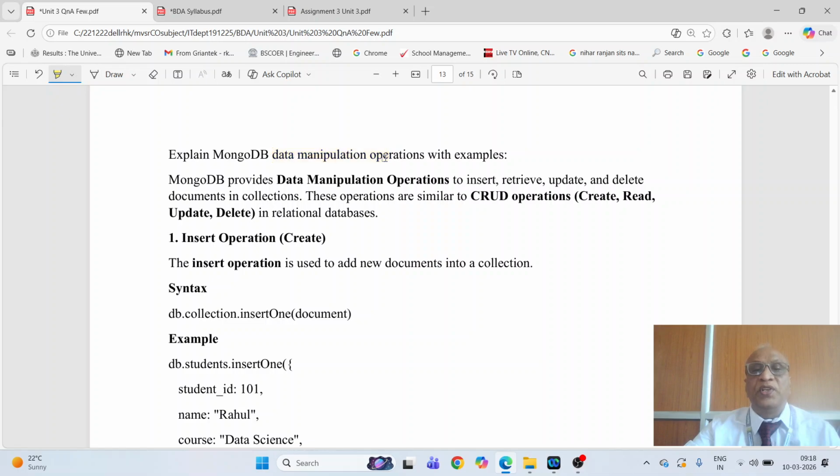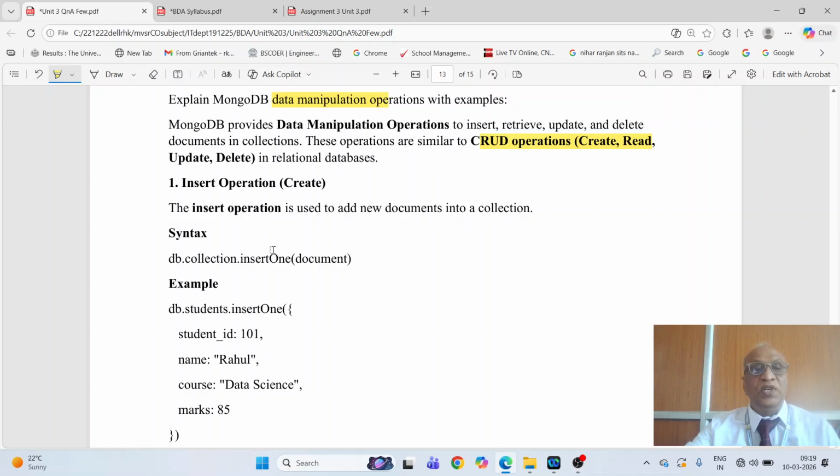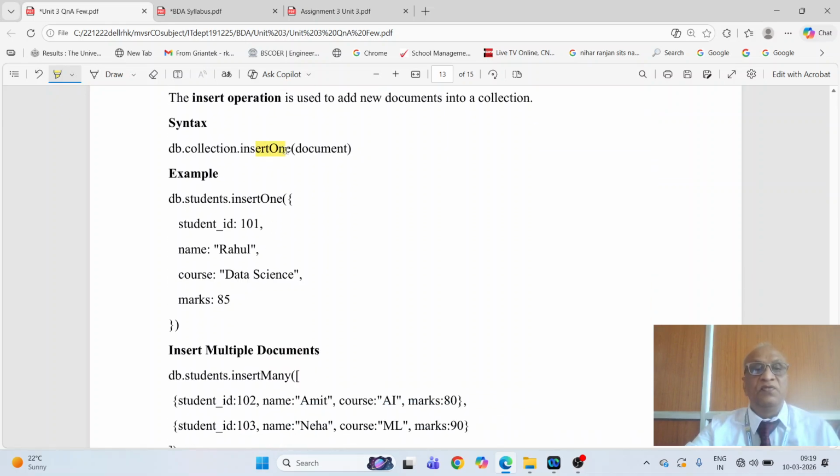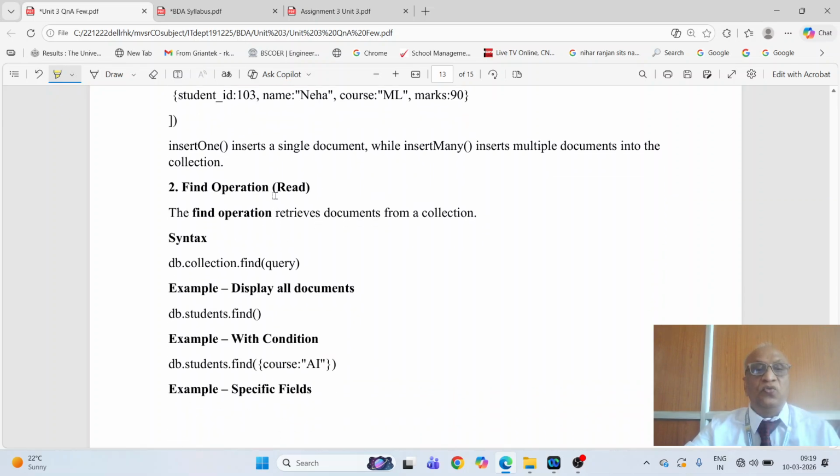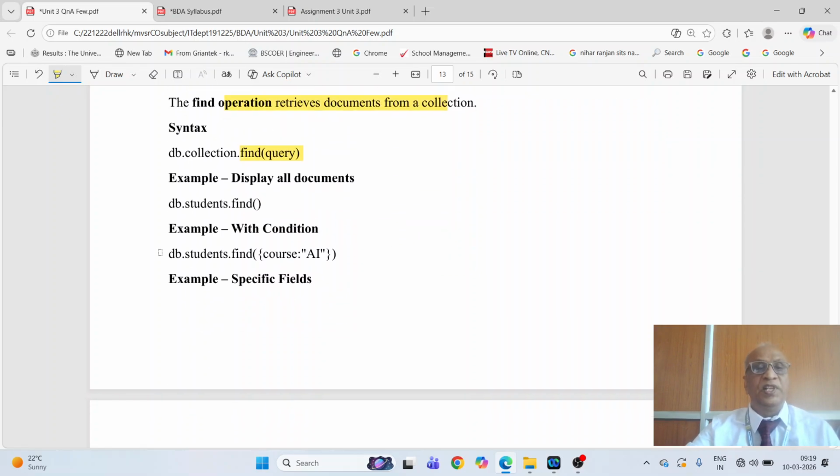Data manipulation operations indicate CRUD operations: create, read, update, and delete. If I want to insert, I'll be using the command insertOne or insertMany. If I want to perform a find operation, I'll be giving the command using find. This is the example: db.student.find, course AI.